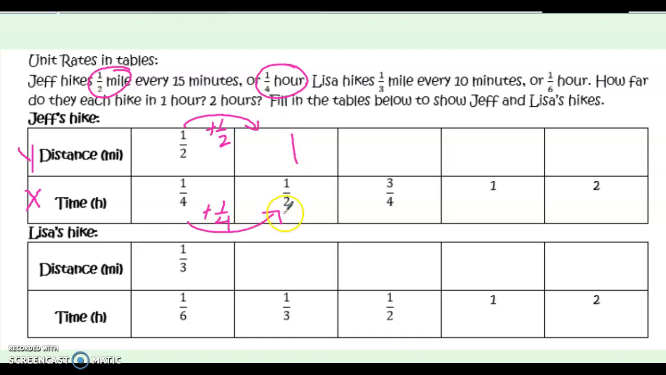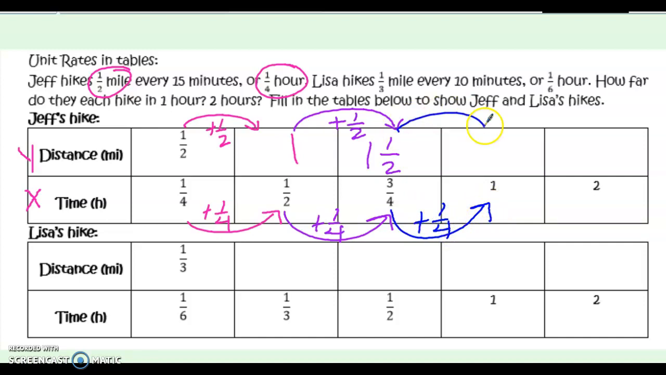Okay, and then we're looking at it again. We're increasing again by 1/4, which means we're adding another 1/2. So we've got 1 and 1/2. Okay, then we're increasing again. We're adding another 1/4, which means we're adding another 1/2.